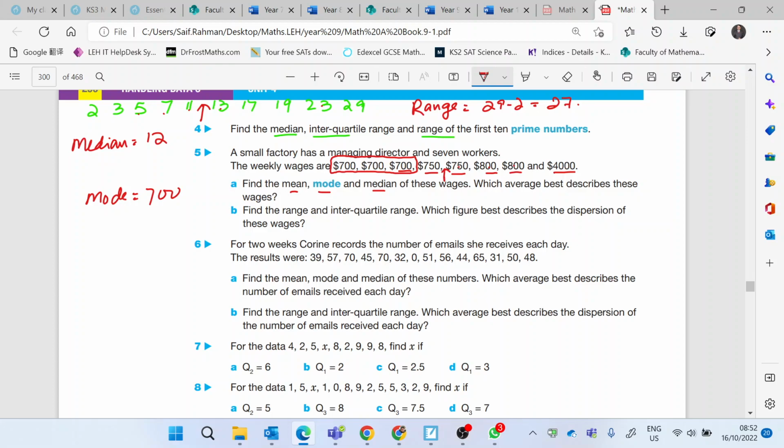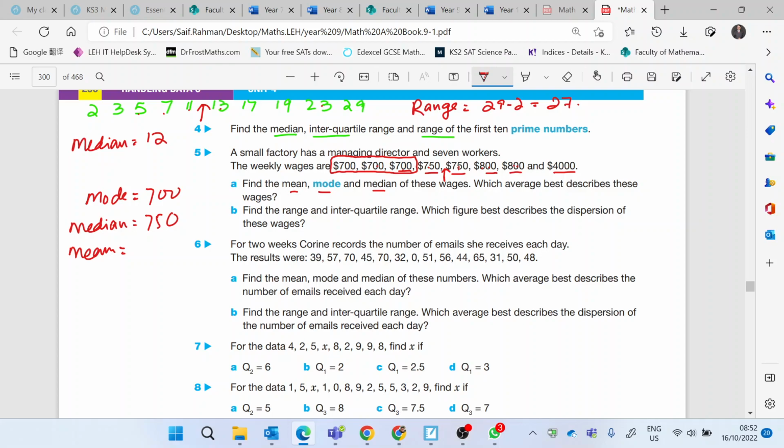The mean of 750 and 750 is 750, so the median is 750. And the average is the mean. For the mean, you have to add up all the values and divide by the total number of values. So 1, 2, 3, 4, 5, 6, 7, 8. You have to add all of these.